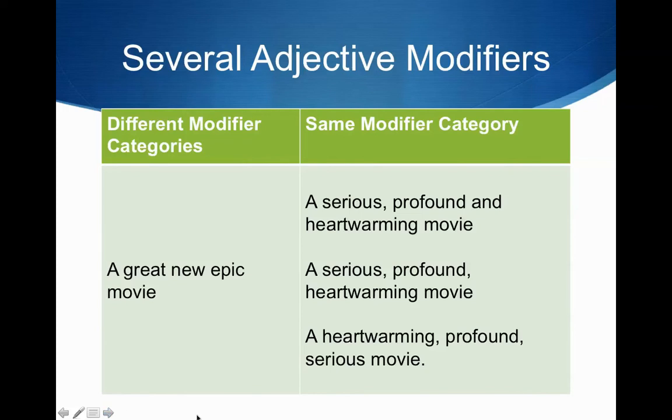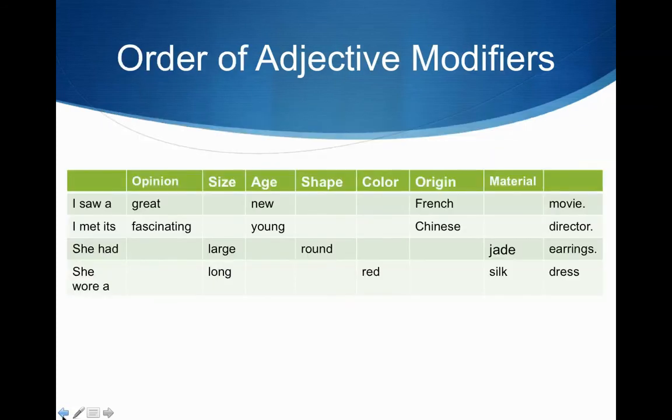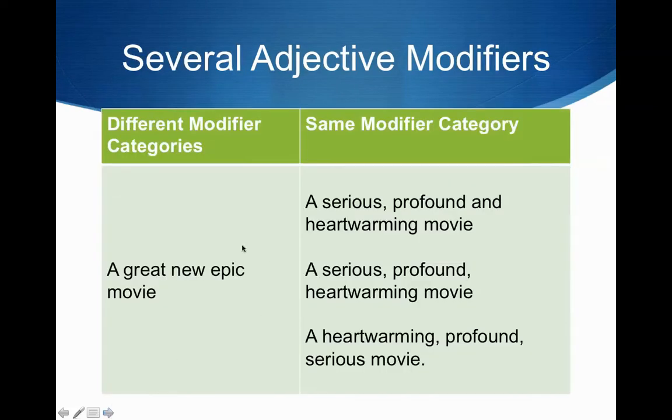Okay. When I have modifier categories that are different, I follow this rule. Like great is my opinion, and new is age. Let's go back and look. Great, my opinion, new, age, and epic. I don't know, epic means really, really famous, and I don't know exactly why it's there, but I tend to follow this order rule when I've got different modifier categories.